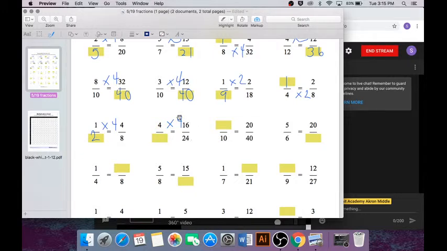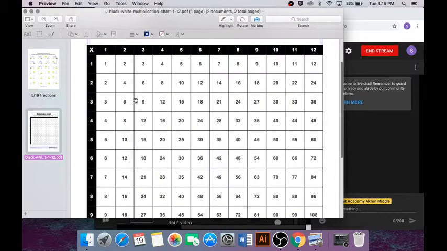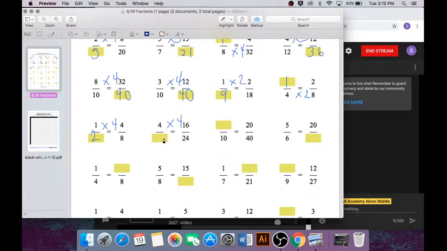Okay, now we're going to use our 4 times table again to find 24, so we can figure out our first denominator. So back in our 4 times table, we're going to go over and find 24. So right here, we see that 4 times 6 is 24. So our denominator is going to be 6.